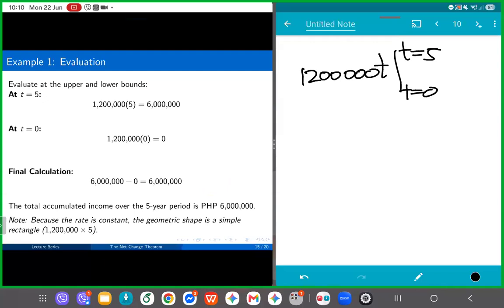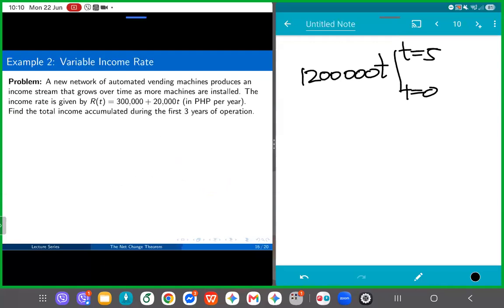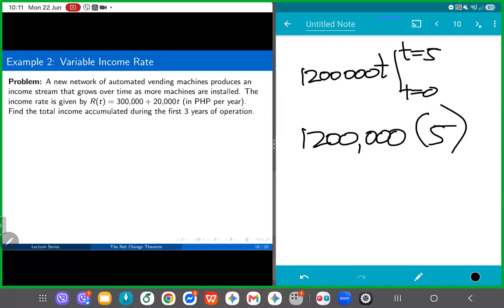So that's for a constant income stream. Now, of course, it's not always the case, but it's very obvious, right? It's 1,200,000 per year. So if there's 5 years and it's constant, all you have to do is really multiply by 5. Correct? You don't need calculus for this. But what if income flow is variable? Then you can't use ordinary algebra or arithmetic to solve this problem.